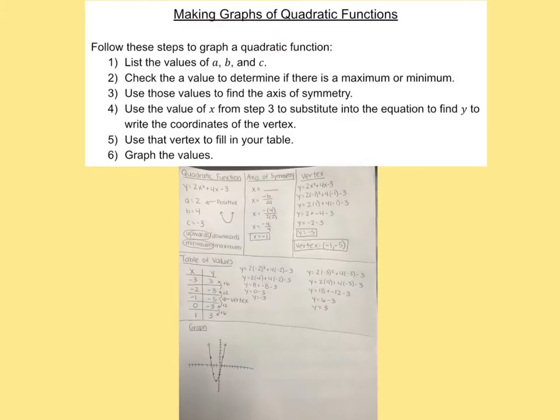So these are the steps that we follow every time we make a graph of a quadratic function. These steps, definitely keep them handy. They're on your notes page. You will definitely want to save these so you have them as a reference for later. So as I explain the steps, I'm going to show an example that I did with this quadratic function, the equation y equals 2x squared plus 4x minus 3.